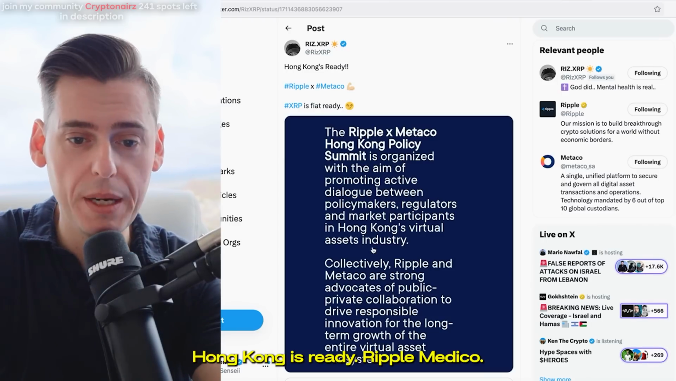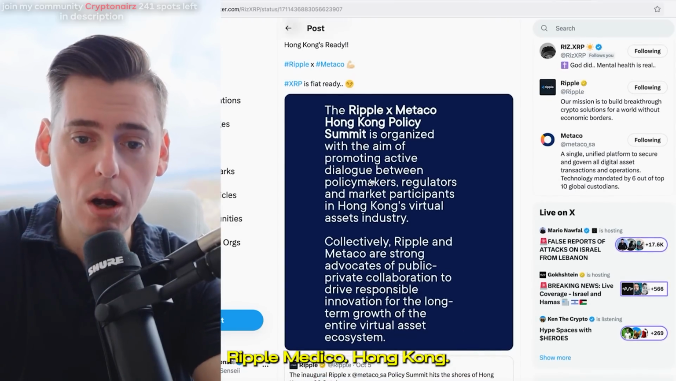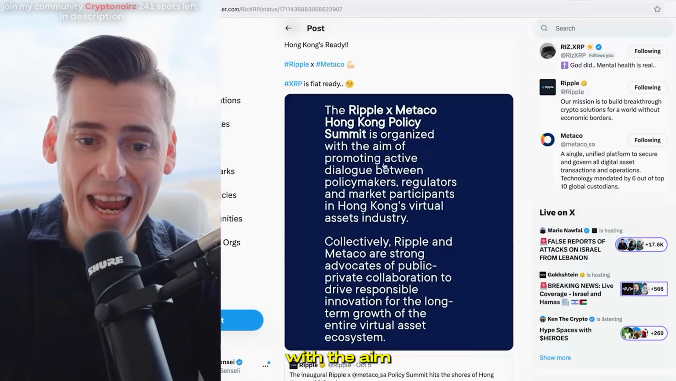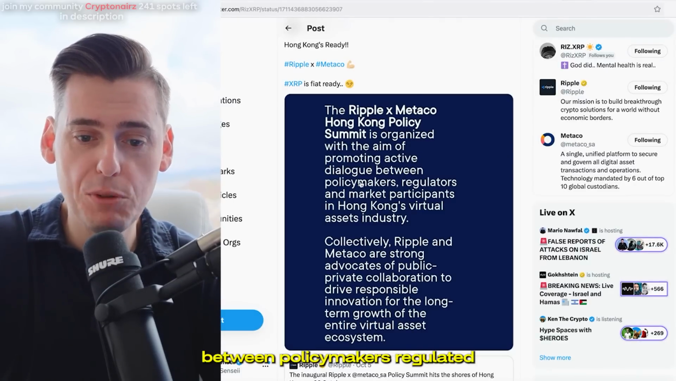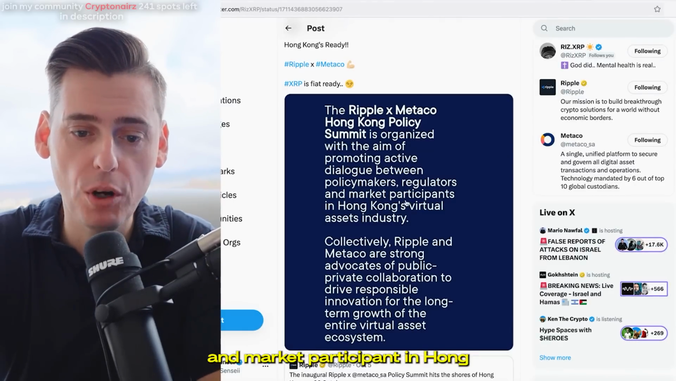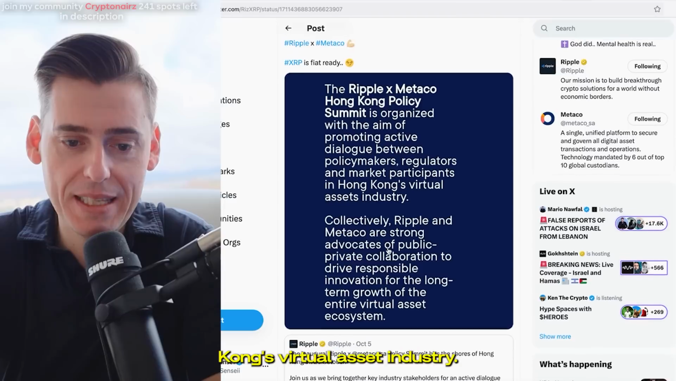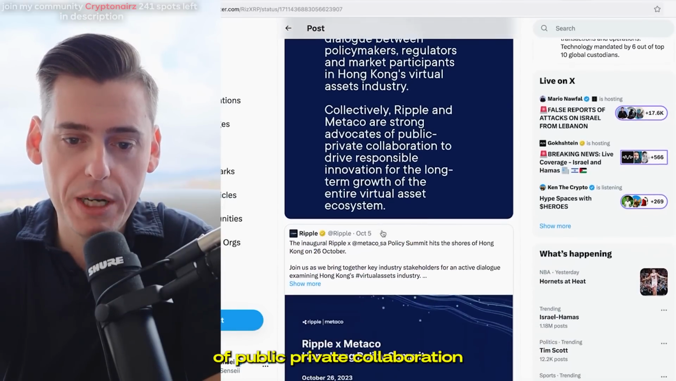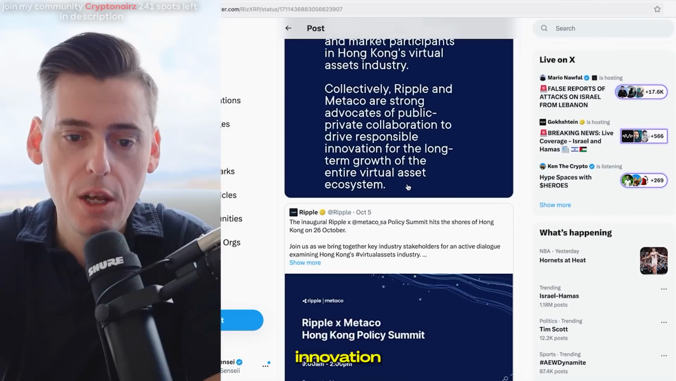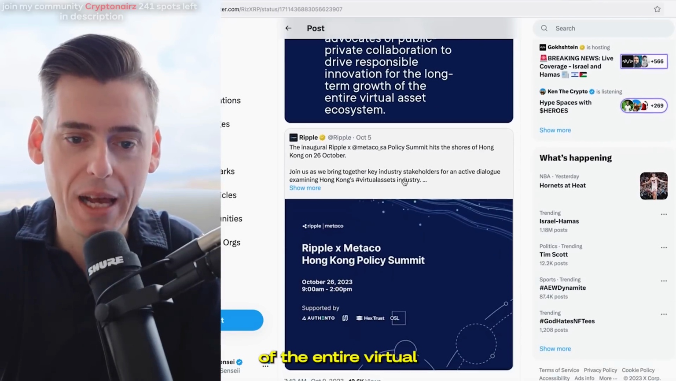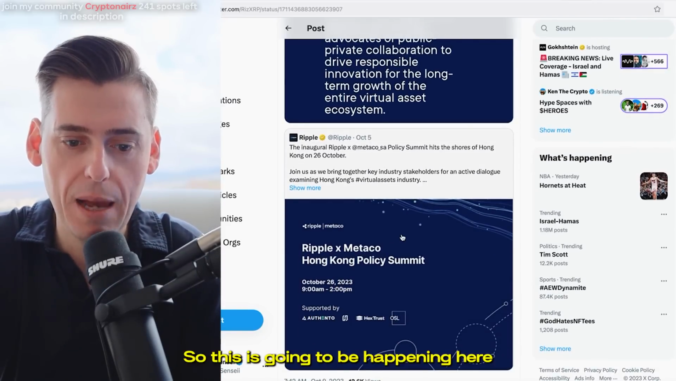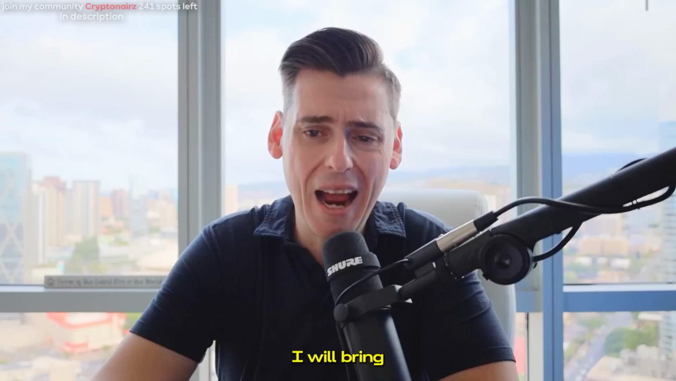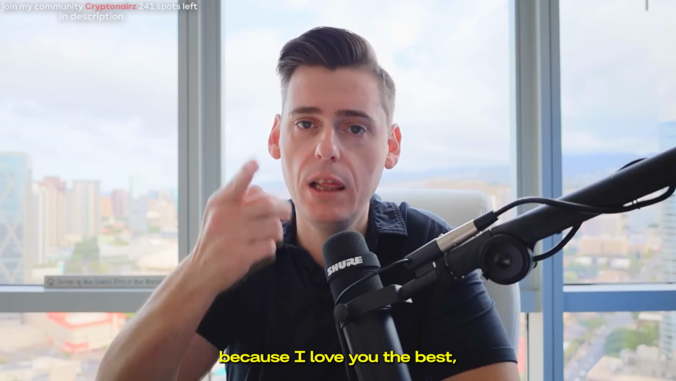Hong Kong is ready. Ripple X Medico Hong Kong Policy Summit is organized with the aim of promoting active dialogue between policymakers, regulators, and market participants in Hong Kong's virtual asset industry. Collectively, Ripple and Medico are strong advocates of public-private collaboration and drive responsible innovation for the long-term growth of the entire virtual asset ecosystem. So this is going to be happening here October 26th. I will bring you updates on this channel because I love you the best.